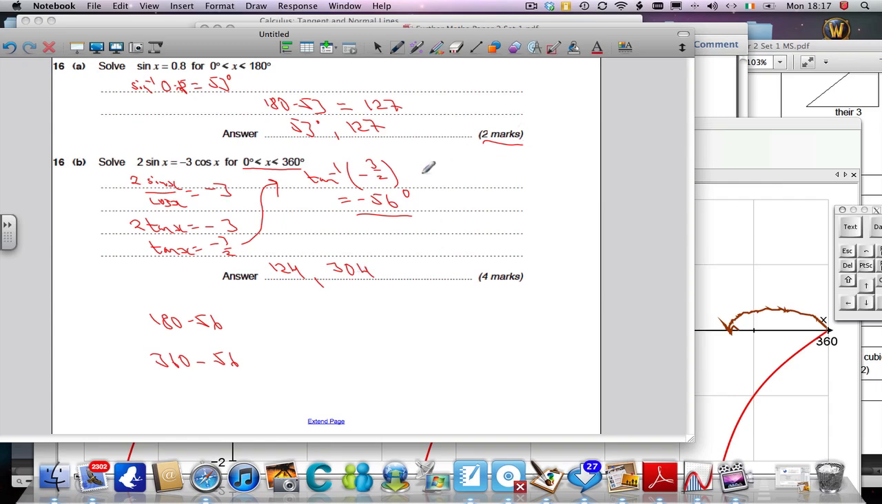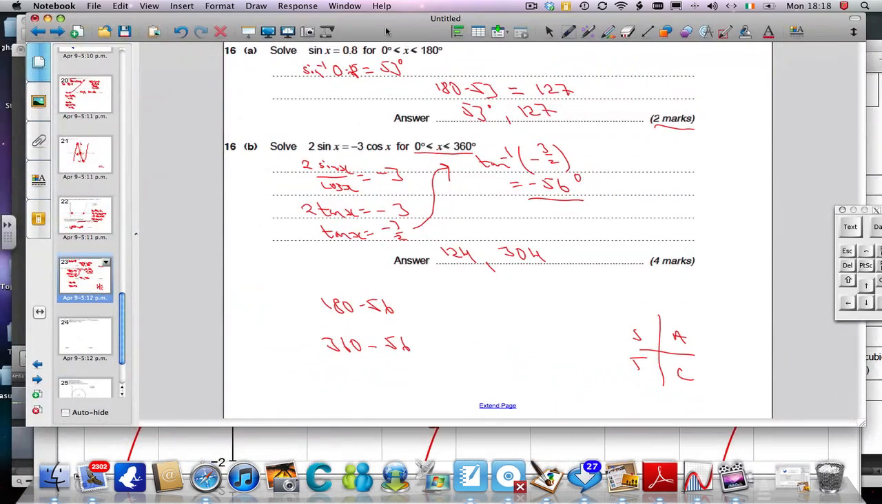Now, some of you may have used a method called CAST. I didn't show my students this method, C-A-S-T. If you did use that, you should get the exact same answers. I myself prefer to use the symmetry of the graphs.